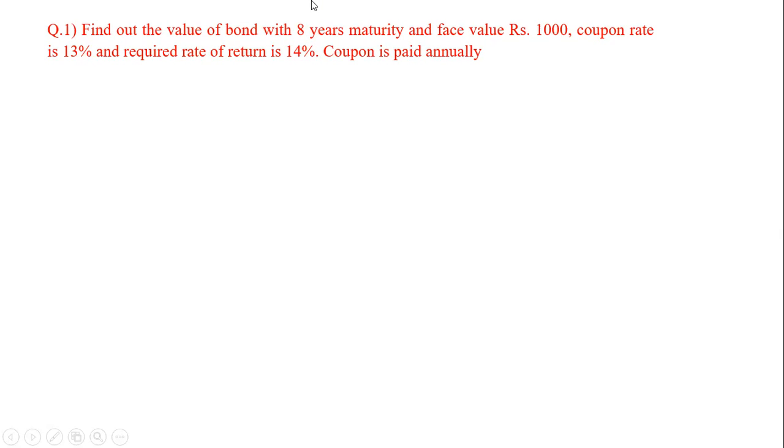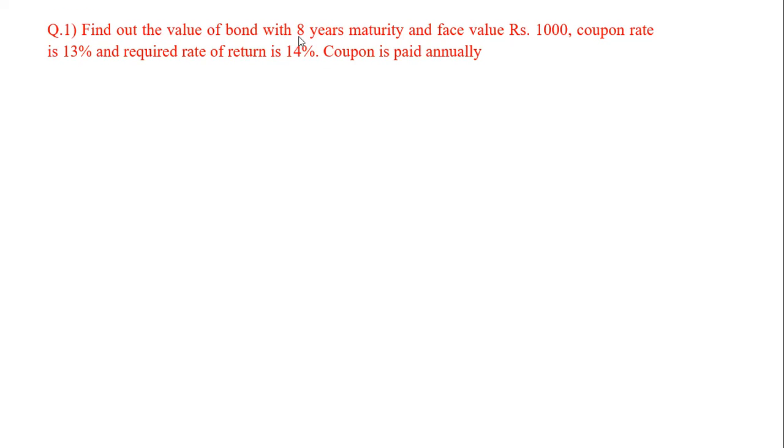Next question is find out the value of a bond with 8 years maturity and face value of 1000. Coupon rate is 13% and the investor desires to get a required rate of return of 14% from the bond. Now you may be thinking the bond is giving returns of 13%. How will the investor get 14% return from a 13% coupon bond?